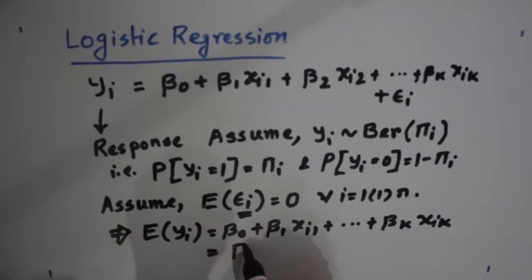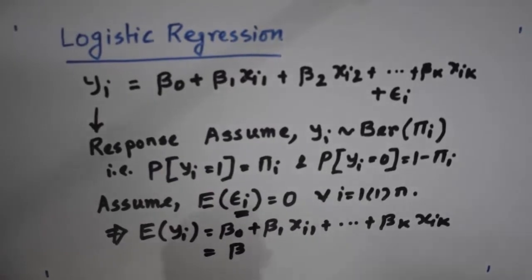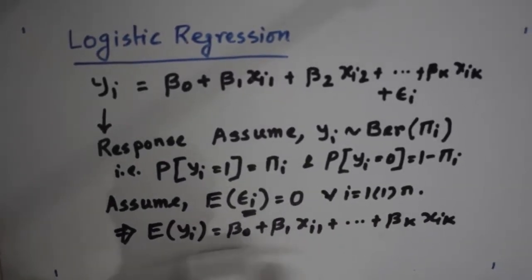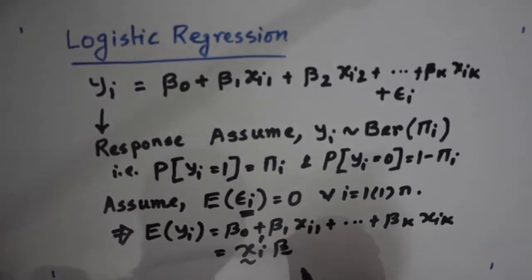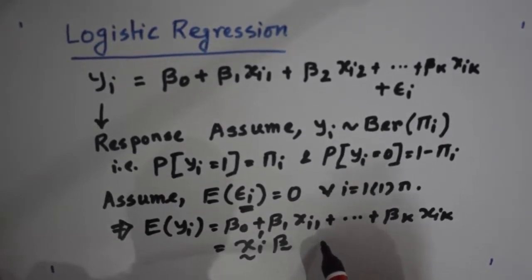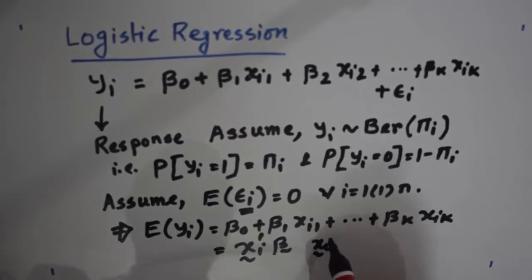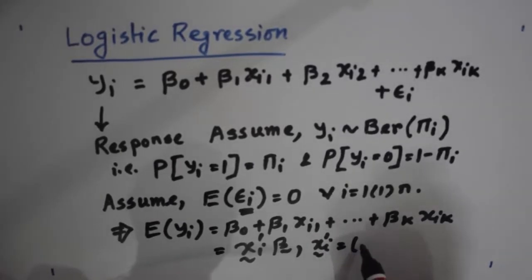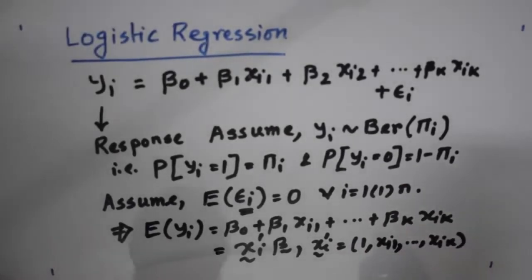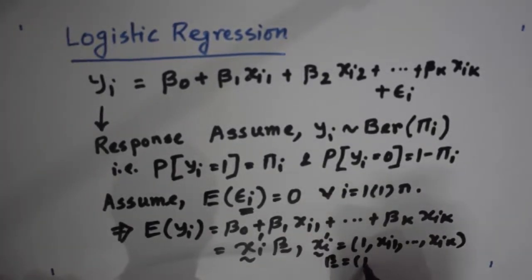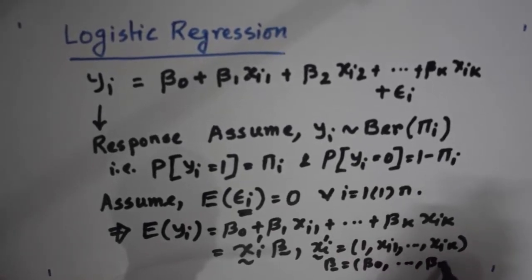So we write it as xi curl prime beta curl, where xi curl prime denotes 1, xi1, ..., xik, and beta curl denotes beta naught, ..., beta k prime.